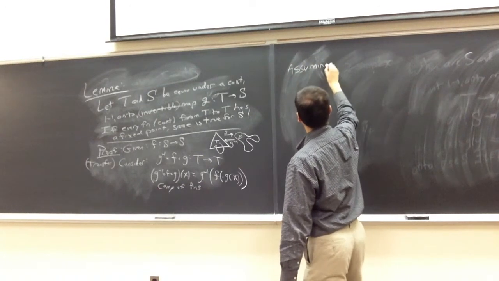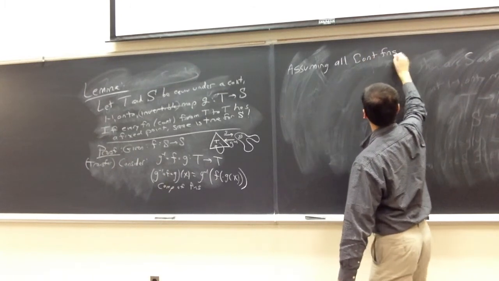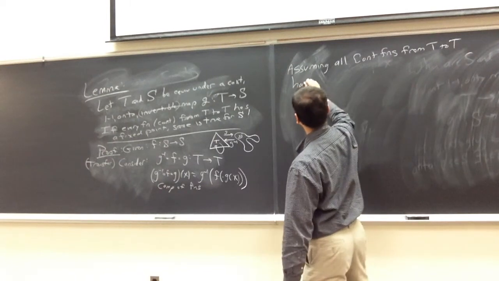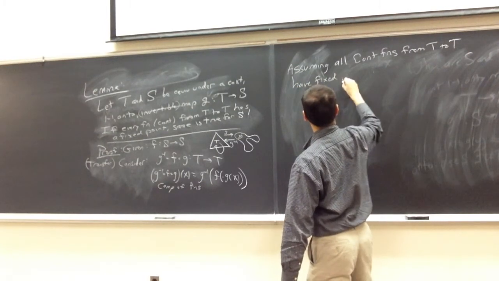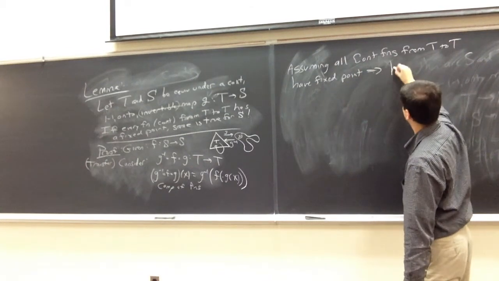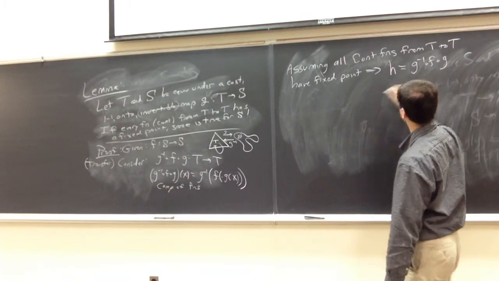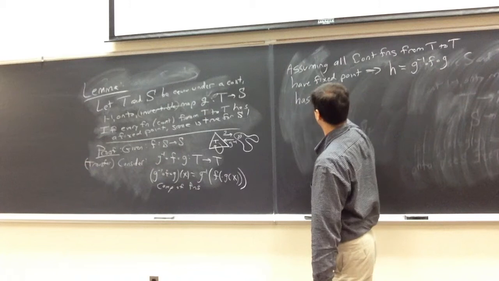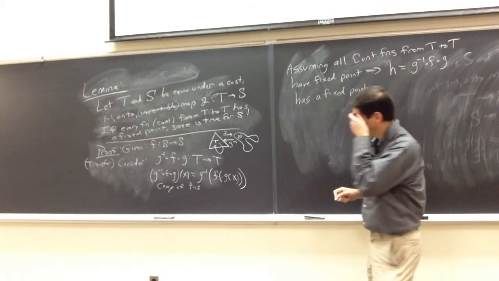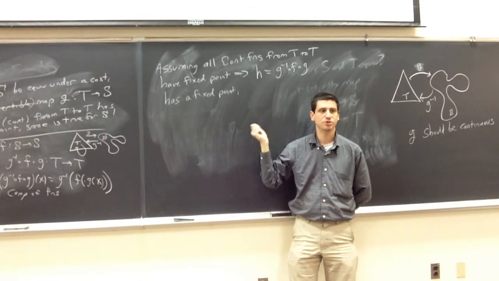Assuming all continuous functions from T to T have a fixed point. Therefore, let's give the function a name H, which will be G inverse composed with F composed with G. It has a fixed point. Now the question is, what do you want to denote the fixed point? We need to choose some notation.